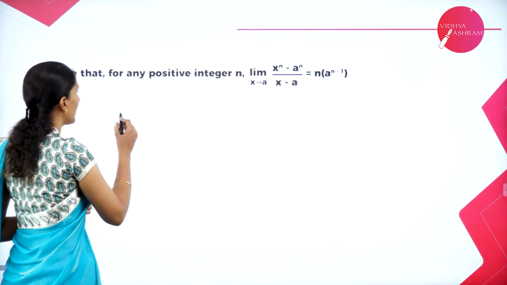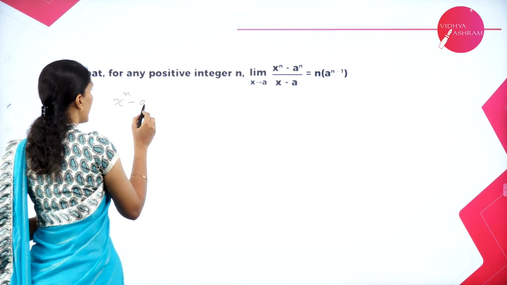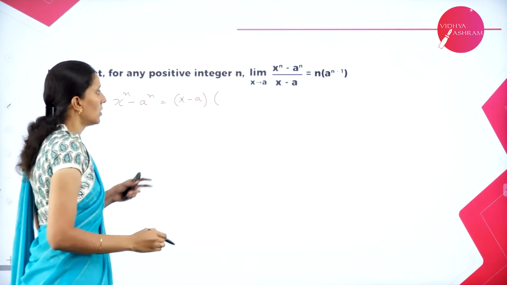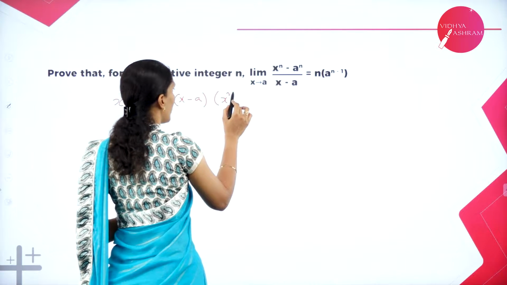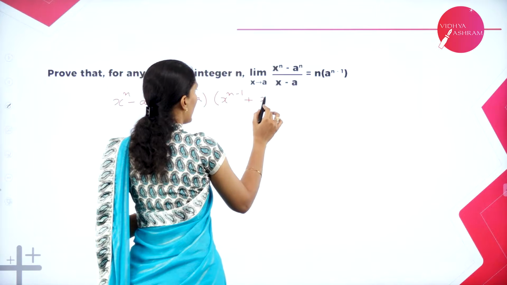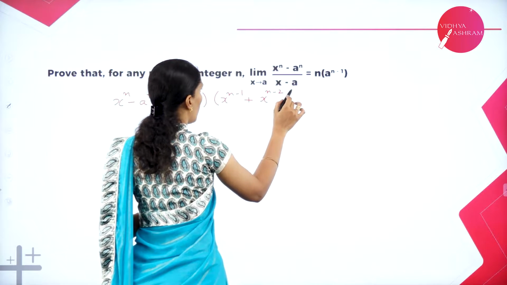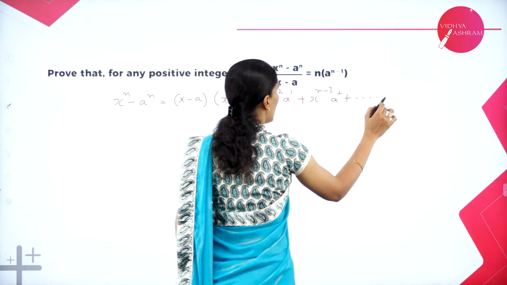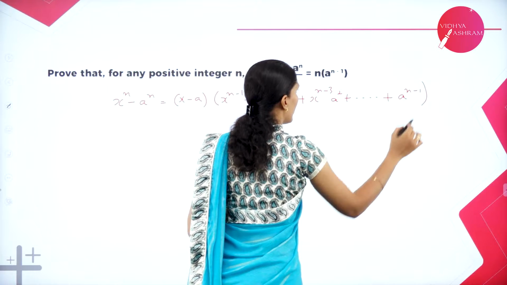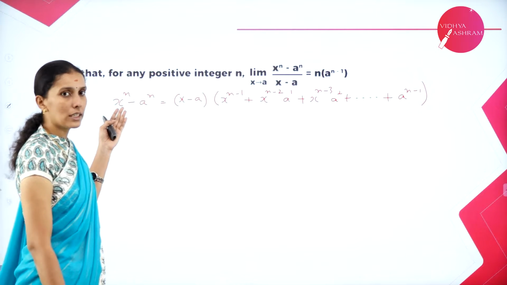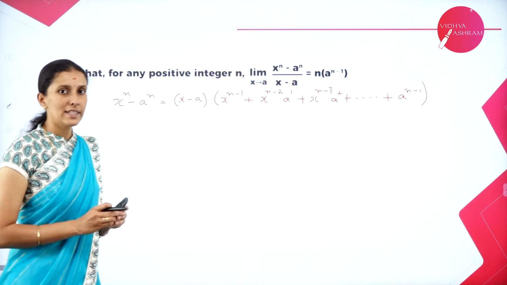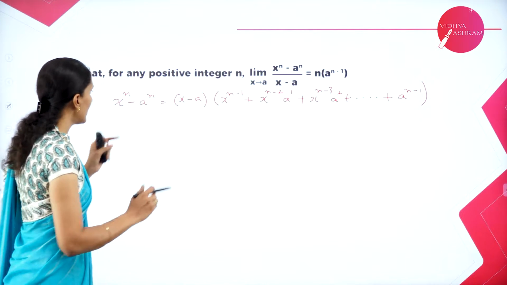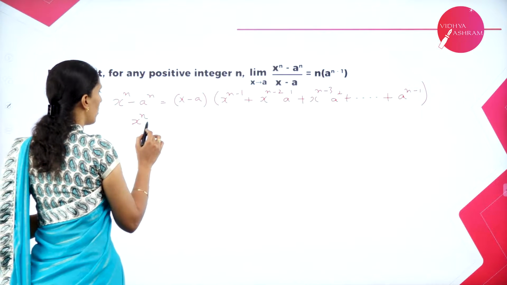Now let me expand the given function x power n minus a power n. So this is equal to x minus a into, so when you apply this, x power n minus 1 plus x power n minus 2 a power 1 plus x power n minus 3 a square plus etc. plus the last x power n a power n minus 1. So this is how we expand the x power n minus a power n. So this is the binomial expansion of the term x power n minus a power n. Now let us take this x minus a to the denominator.